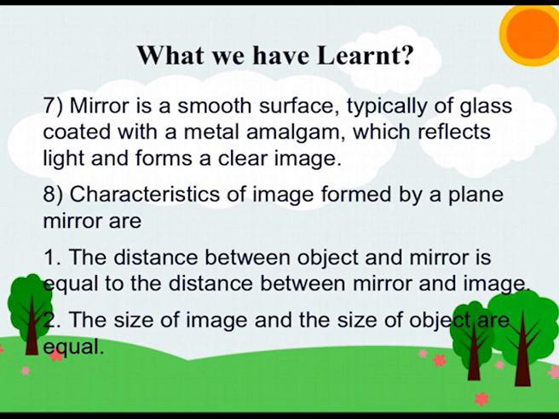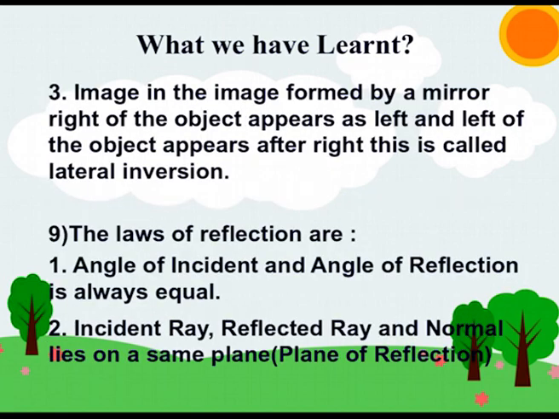The size of the image and the size of the object are equal. In the image formed by a mirror, the right of the object appears as left and the left of the object appears as right. This is called lateral inversion. The angle of incidence and angle of reflection are always equal. The incident ray, reflected ray, and normal lie on the same plane. This is called the plane of reflection.